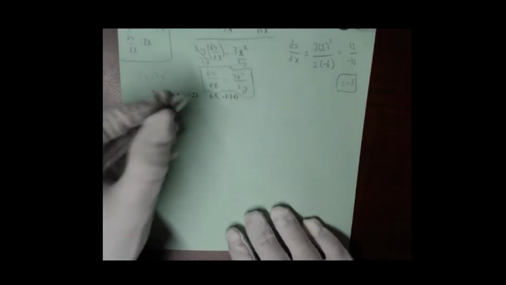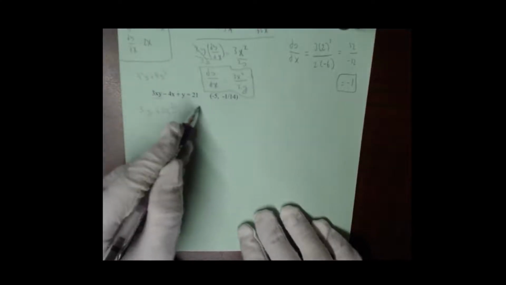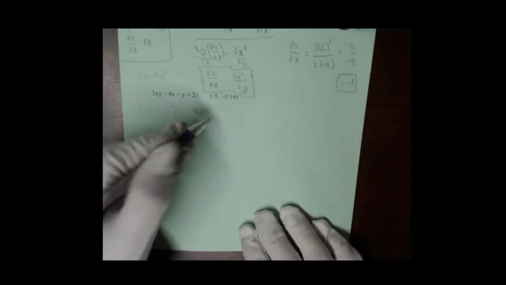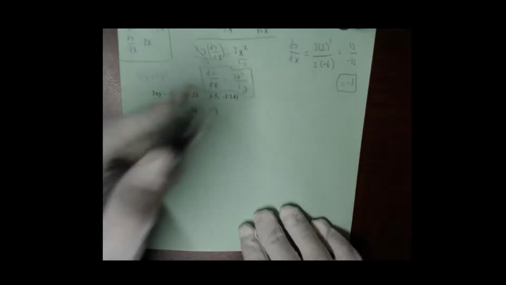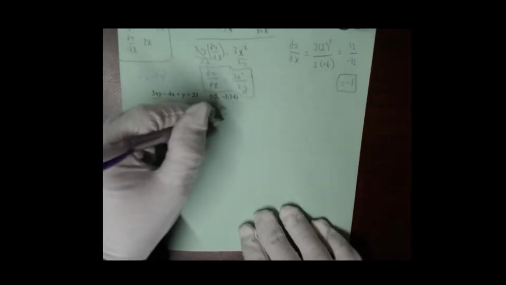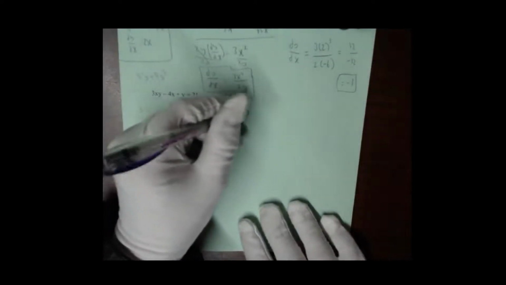The derivative of 4x is -4. I took the derivative of x, so I do not need to write dx/dx. Plus, the derivative of y is 1. But guess what? We just took the derivative of y, so I need to put in another dy/dx. You need to put in one dy/dx for every y that you take the derivative of. Finally, the derivative of 21 is 0, so I just write equals 0.